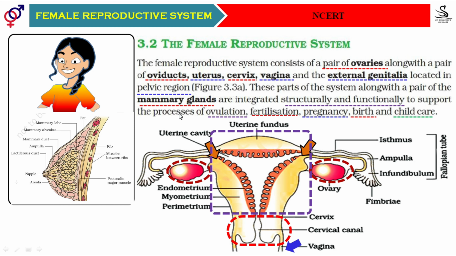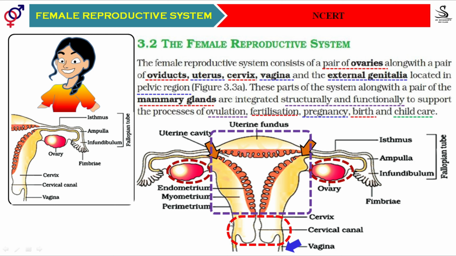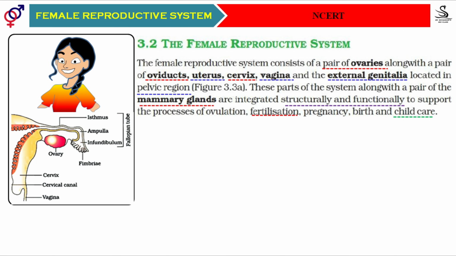Now, let us understand all the parts of the female reproductive system one by one. First, we will understand the ovary, and then the fallopian tube, and then the uterus, and then the cervix and vagina, and later on, finally, the external female genitalia also. Okay, first we will start with the ovary.